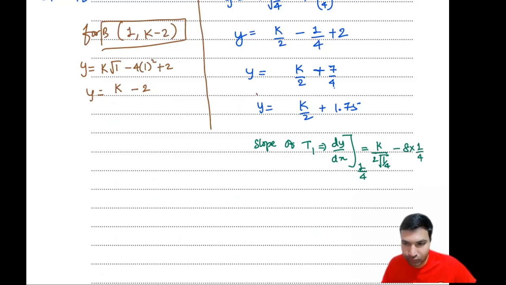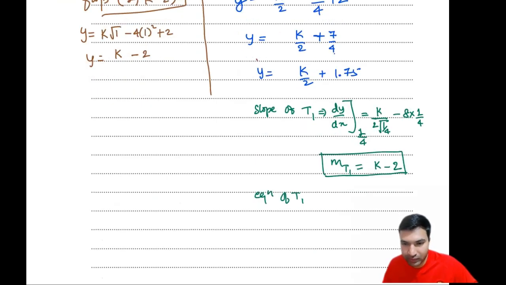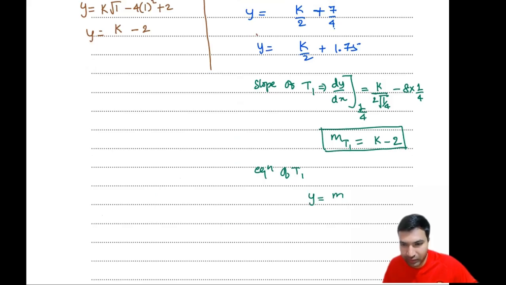X is 1 by 4. Perfect. So we get the slope m of T1, which is k by 2 minus 2. Perfect. So we got the slope and we know the point. So therefore, the equation of T1 would be what? It will be y is equal to mx plus c.